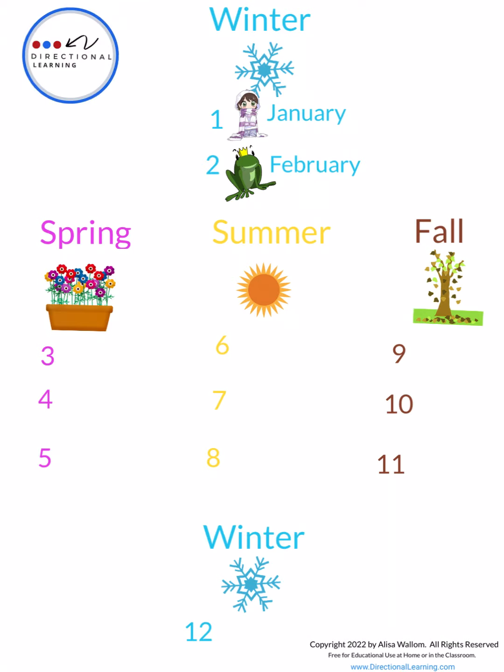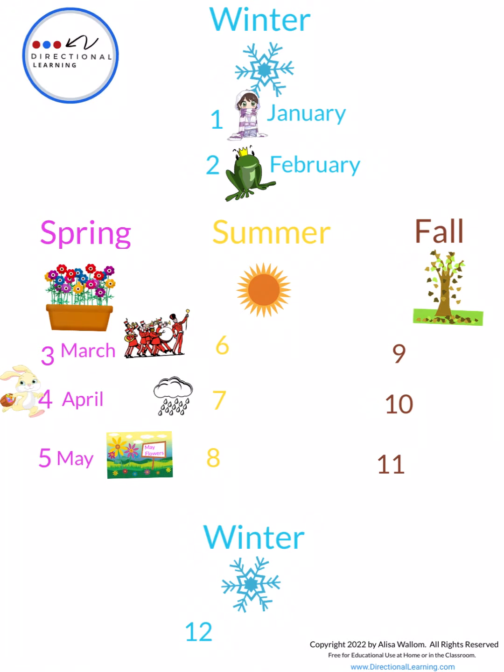Now, for spring, for the number 3, you just march right in. Can you march? March right in, and you can pretend that you're in the band. And guess what? The Easter Bunny, he brings April showers. What? April showers brings May flowers. The rain will cause flowers to sprout up. So that's May.